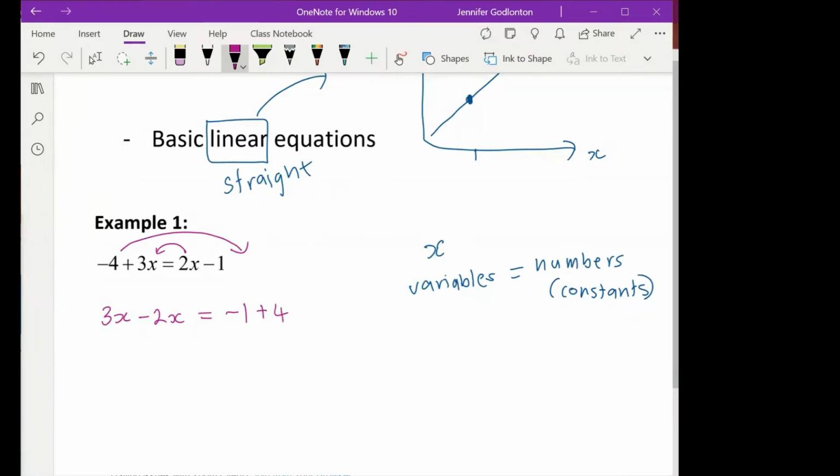So now I've got 3x minus 2x, which just gives me 1x. And on this side, negative 1 plus 4, which gives me 3. And so my answer is just x is equal to 3. At this point, is there anyone who is unhappy with this type of question? I was feeling a little bit confused.